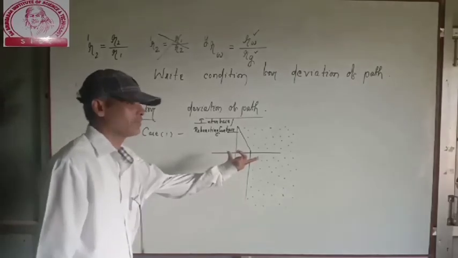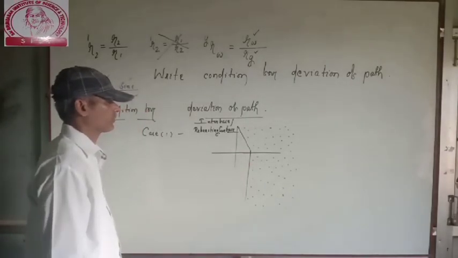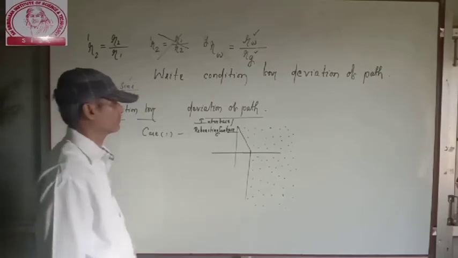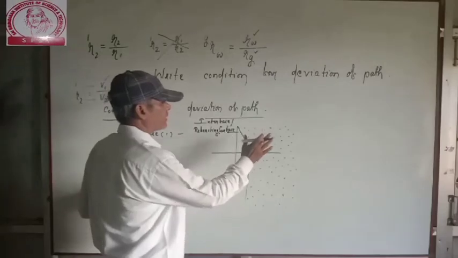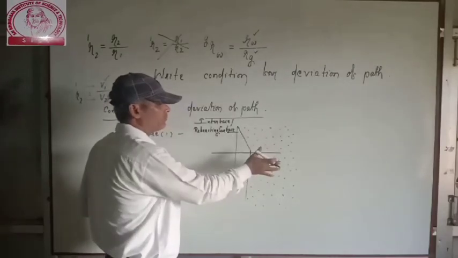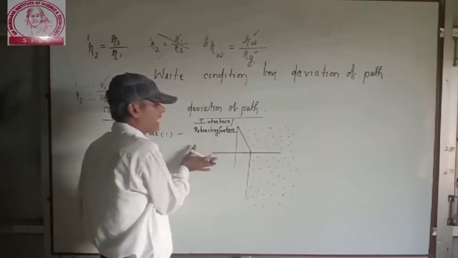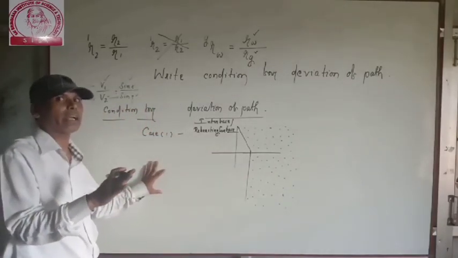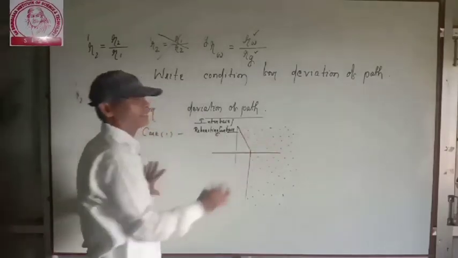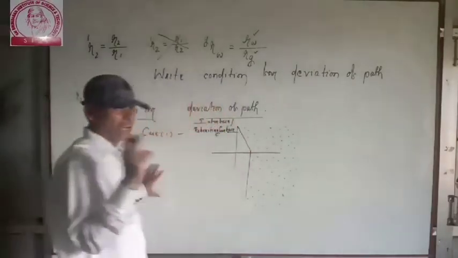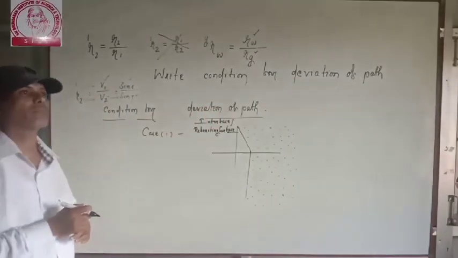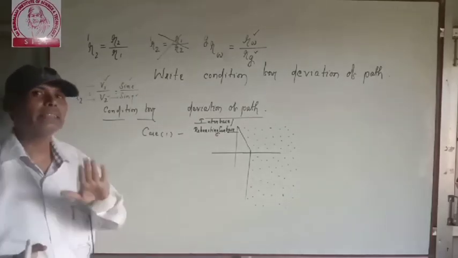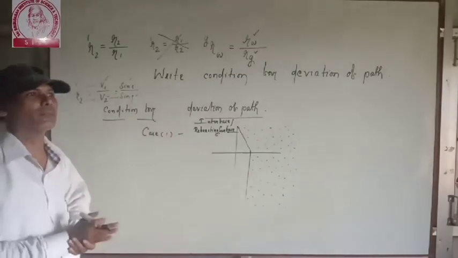Both the mediums are different, but which one is rarer and which one is denser? You see, the medium of this side is comparatively transparent than that side. So rarer and denser are generally used when there is a comparison between two media.